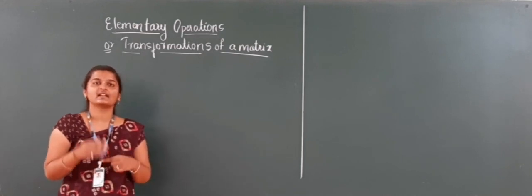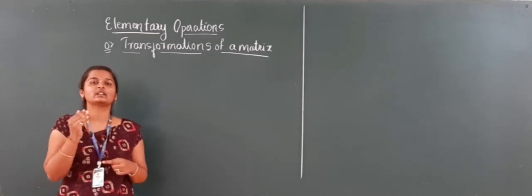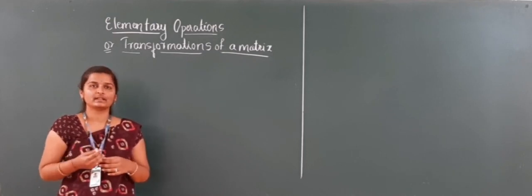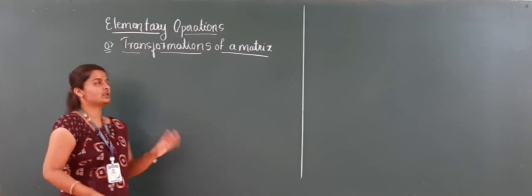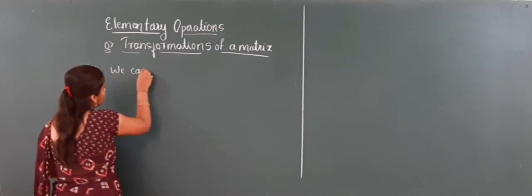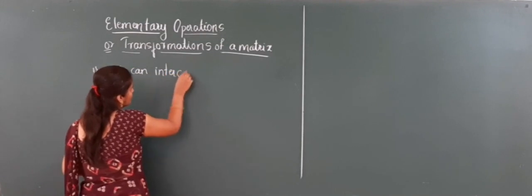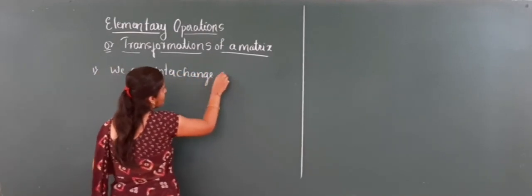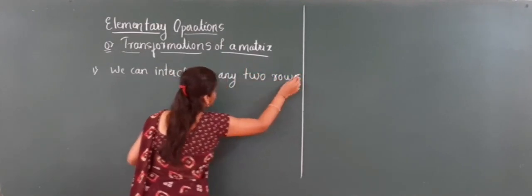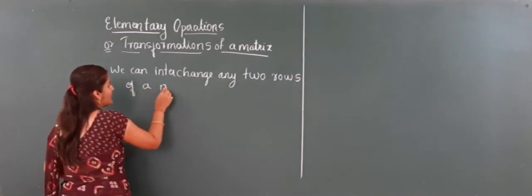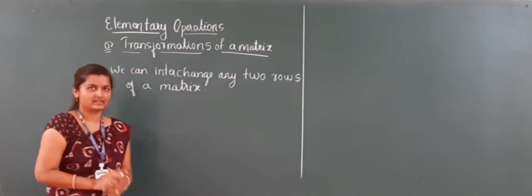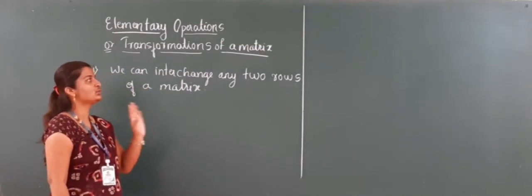These are the operations or the rules we have to apply on the rows of a matrix or columns of a matrix. So these are the rules or the formulas. We will learn one by one. The first one is we can interchange any 2 rows of a matrix.